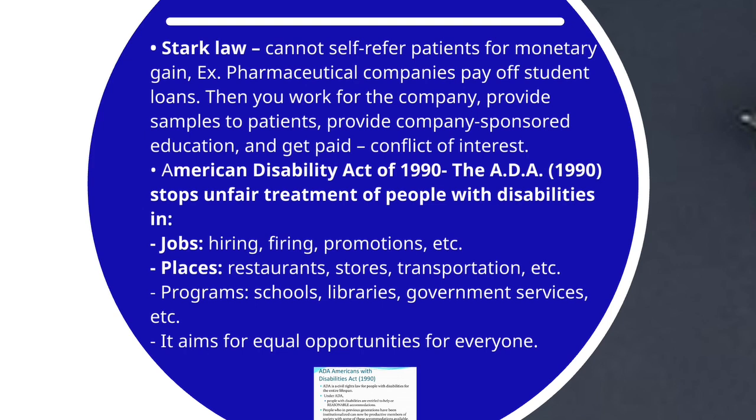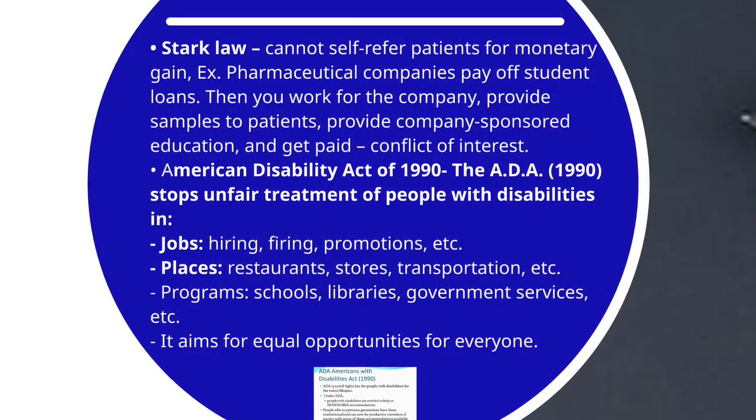You provide the company-sponsored education and get paid, or, in the simpler case, let's say the pharmaceutical company paid for my education, so therefore I am very biased toward a medication and I only prescribe that SSRI when there are six other possible choices, but I only stick with one because the pharmaceutical company paid for my education. So this is a clear example of Stark law. You should write this down.